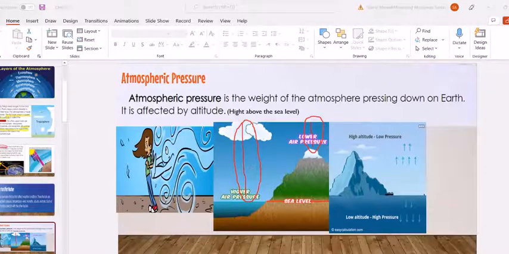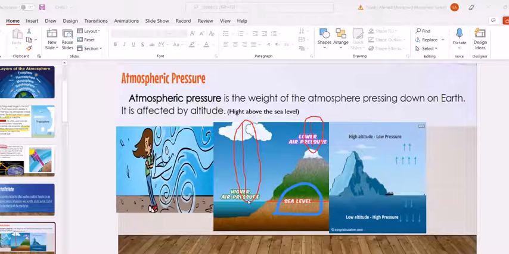So this one has a big amount of air, so sure, this one is heavier. It has big weight. Okay, so will the air pressure be greater at the top of the mountain or at the sea level? Which one has more air pressure? At the sea level. Yes, at the sea level, the air pressure will be greater.